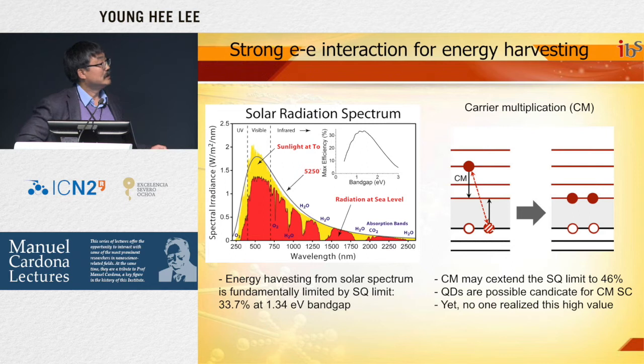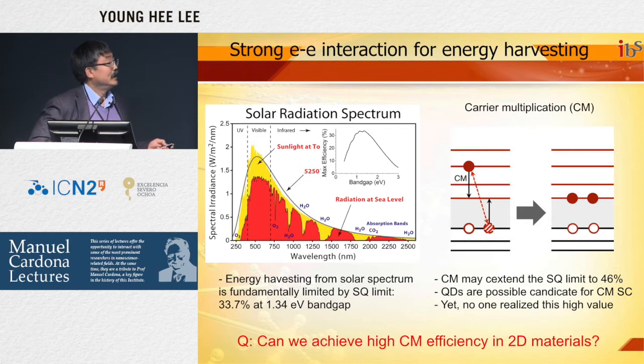So this is an idea, and people have worked on this one. In this case, the theory predicts one can reach up to 45%. Compared to 33%, this is quite a significant improvement. The question is, nobody has realized this yet with quantum dots or other quantum nanowire systems. And my question is, because of the strong electron-electron interaction in 2D, one can probably achieve this high energy conversion, because electron-electron interaction simply increases carrier multiplication phenomena.